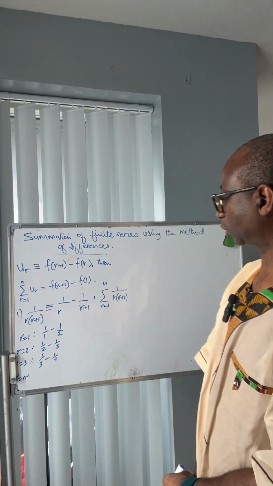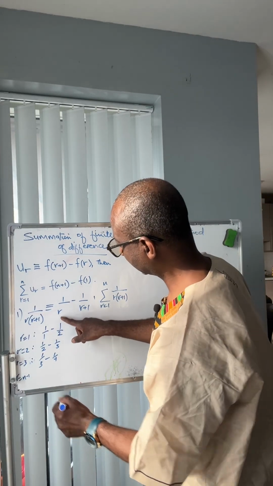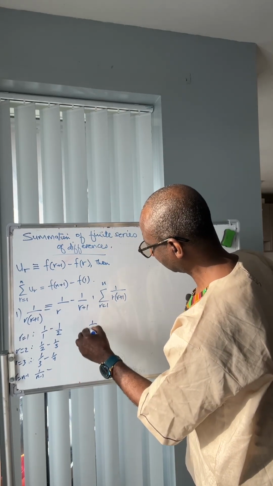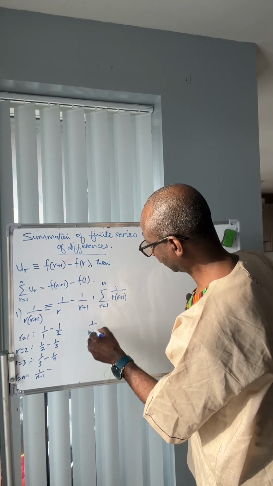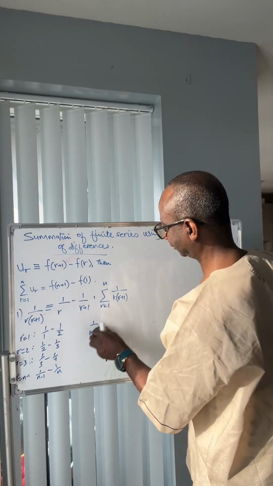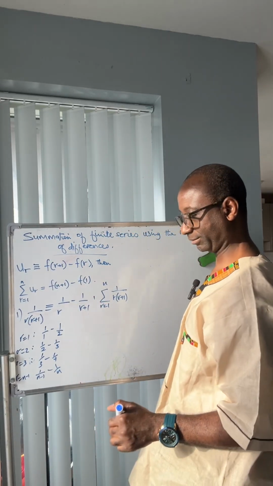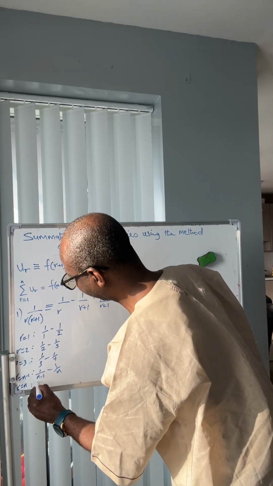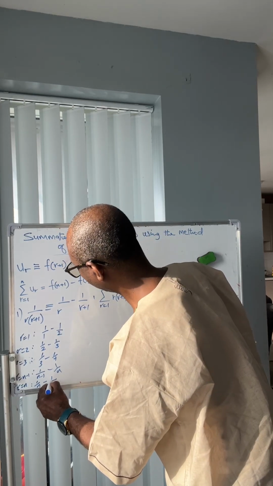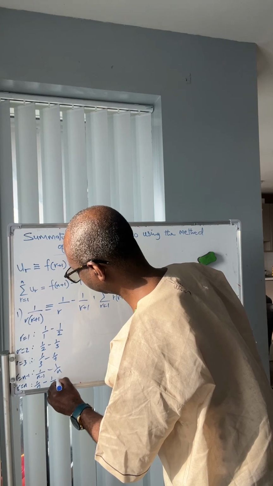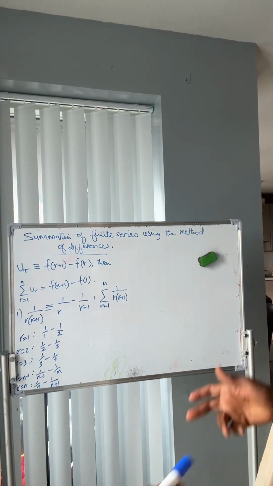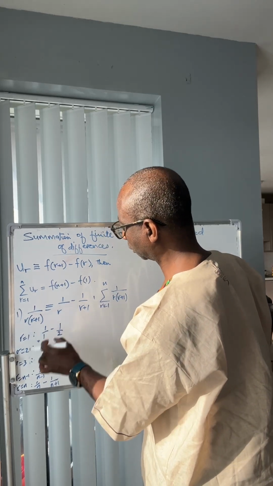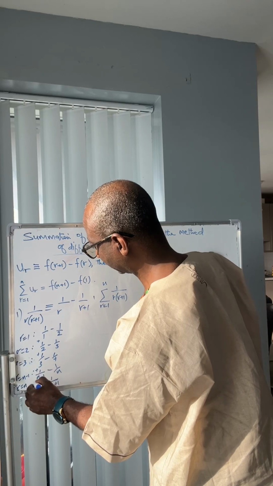If we now say r is n minus 1, what will we get? Here you will get 1 over n minus 1 minus 1 over n. The ones will cancel. If r is n, our nth term, you will have 1 over n minus 1 over n plus 1. That is the nth term. Because it's a summation, we are adding the first one to the second one, and we keep adding everything.